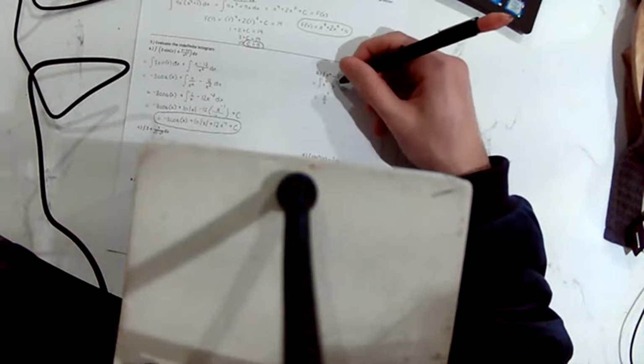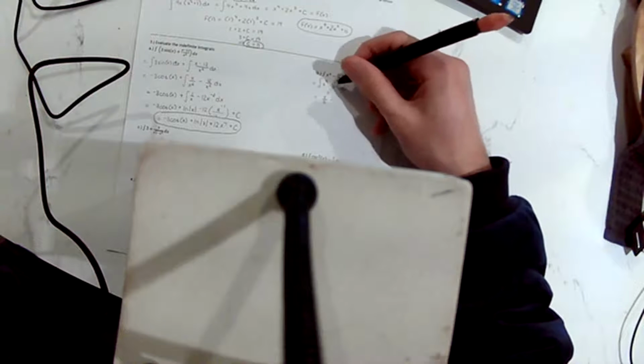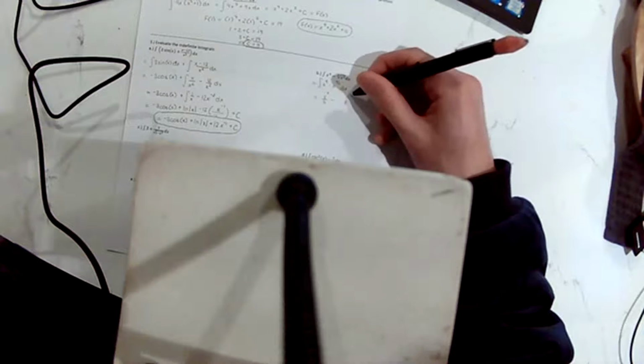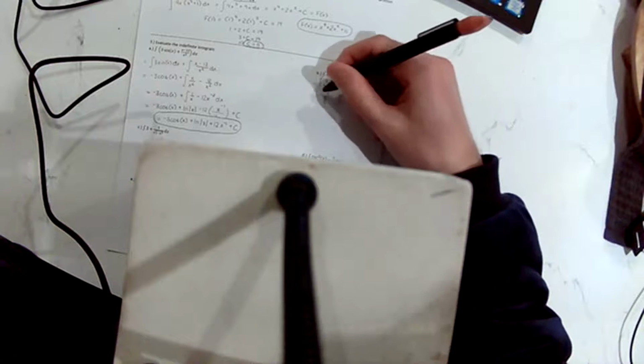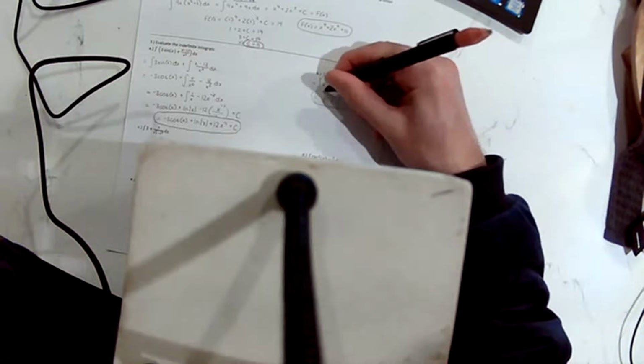And then same thing with x to the 2/3. So this would be minus x to the 2/3 plus 1, which is x to the 5/3. And then divided by 5/3, or in other words, multiplied by 3/5. And then plus c, and that's it for that one.